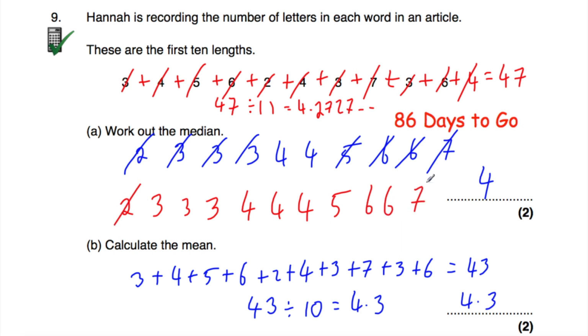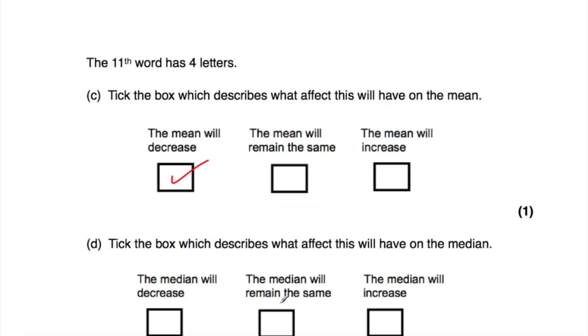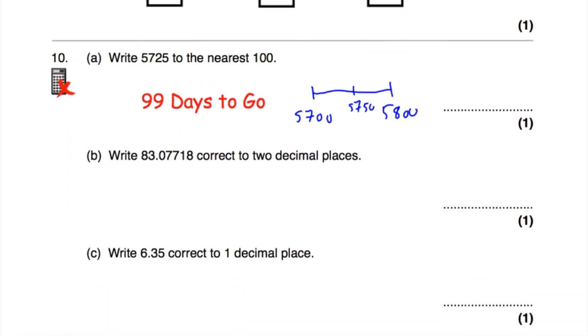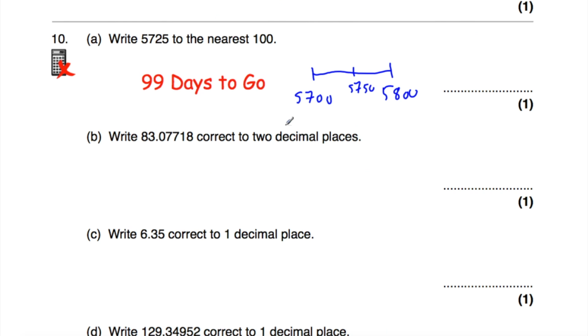And let's work out the median now. We'll cross off the smallest and the biggest, the next smallest and the next biggest, and so on, and it's 4. So the median has stayed the same. So the median remains the same. Okay, and if you got those, well done. Okay, let's look at our next question, question number 10. So question number 10, we've got some rounding questions.